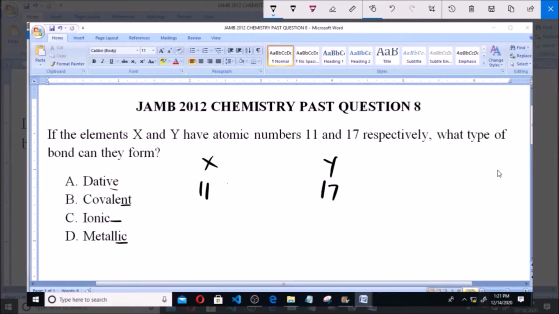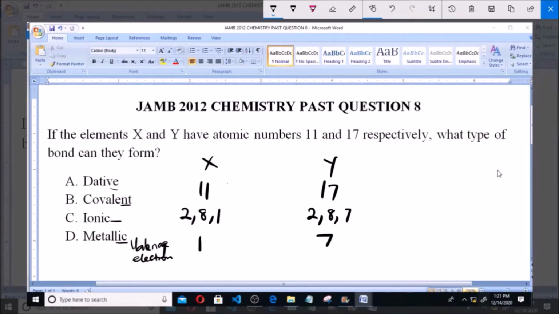Now, arranging this properly using the shells, for X we have 2, 8, 1, and for Y we have 2, 8, 7. It simply means that X has a valence electron of 1. The valence electron, that's the electron on the outermost shell, is 1 for X, and Y has a valence electron of 7.